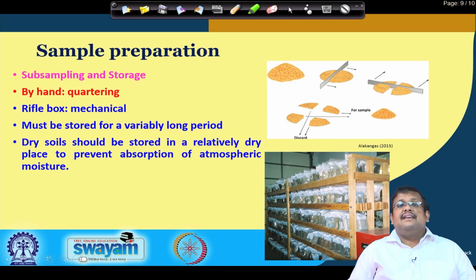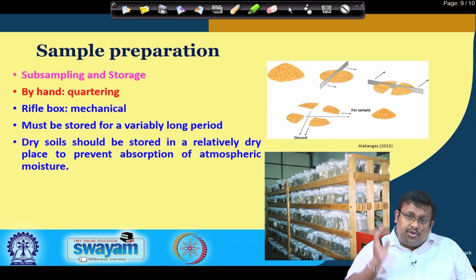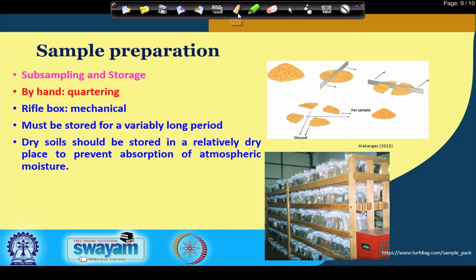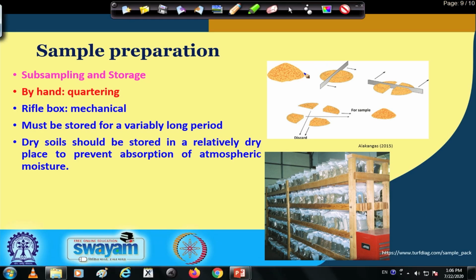Now, once you sieve the samples, you must have got enough samples. So, to store the samples for a longer duration and to better utilize the storage space, you have to subsample the collected sample. For subsampling, we generally follow a method called the quartering process. In the quartering process, first we make a heap of the soil after we sieve it. It forms a cone, and after we form a cone, we make it into 4 quadrants.